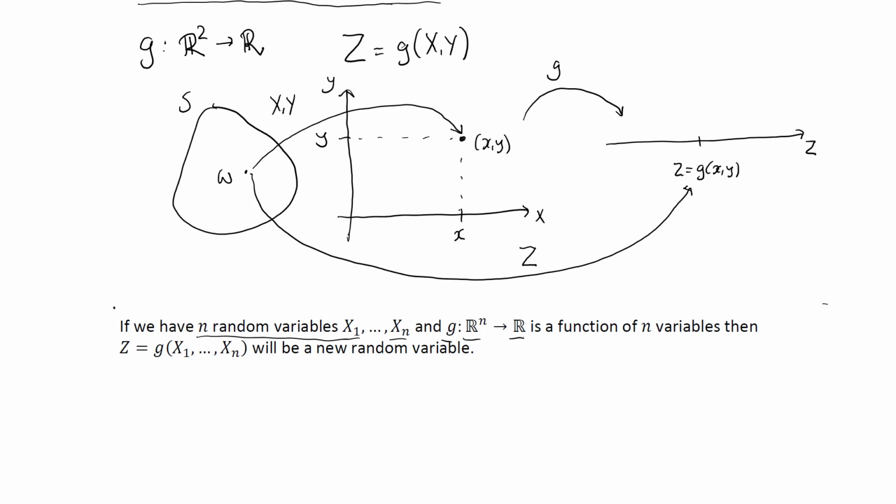So I can combine these n random variables and the function g, create the composition Z as g of X1 through Xn, and that will then be a new random variable. It will map every outcome in S to a real number.